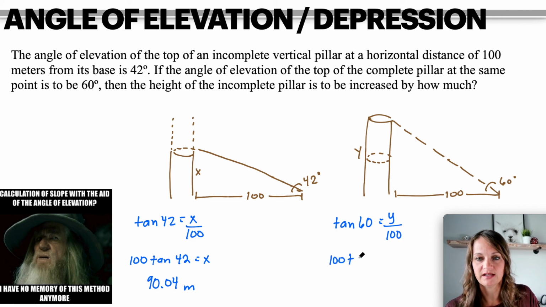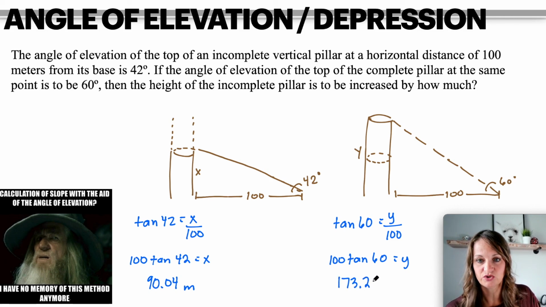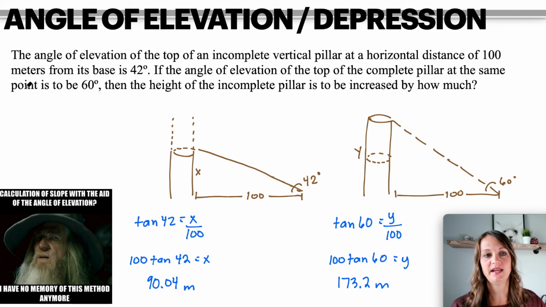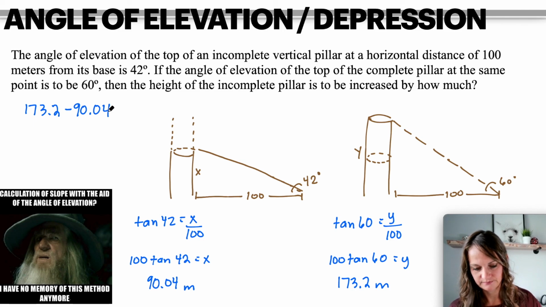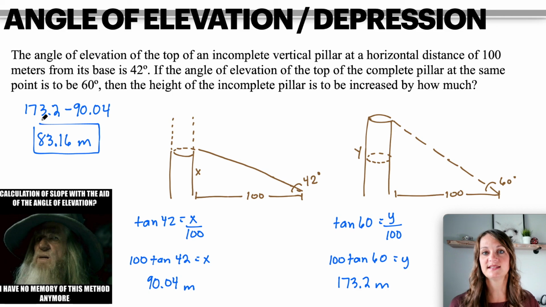And then whenever you do it over here, tangent of 60 equals the opposite over adjacent. So you will multiply both sides by tangent. And you will get 173.2 meters. So if the original was 90 meters and then the finished vertical pillar was 173, then how much was the increase by? So you will subtract 173.2 minus 90.04, and you will get 83.16 meters of increase of the vertical pillar.